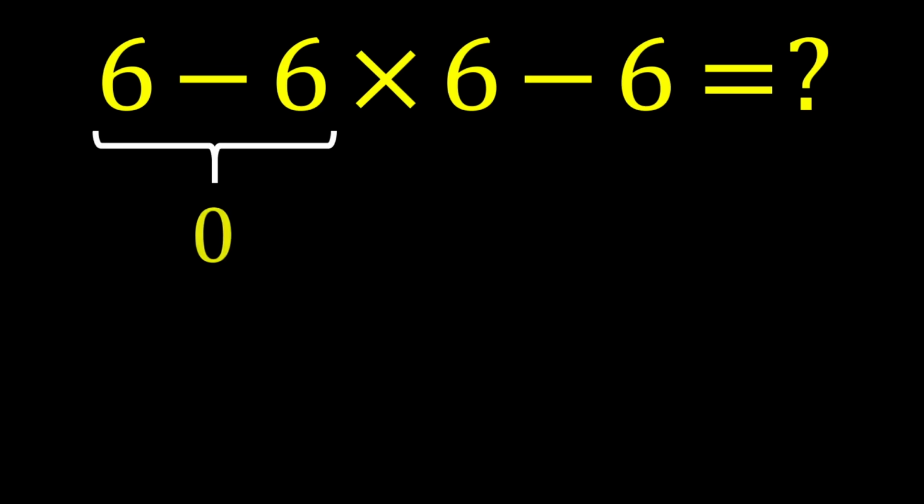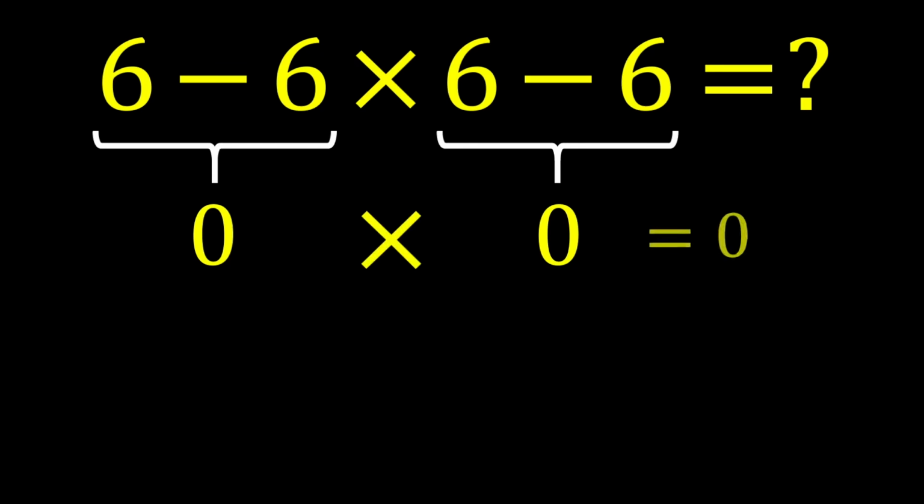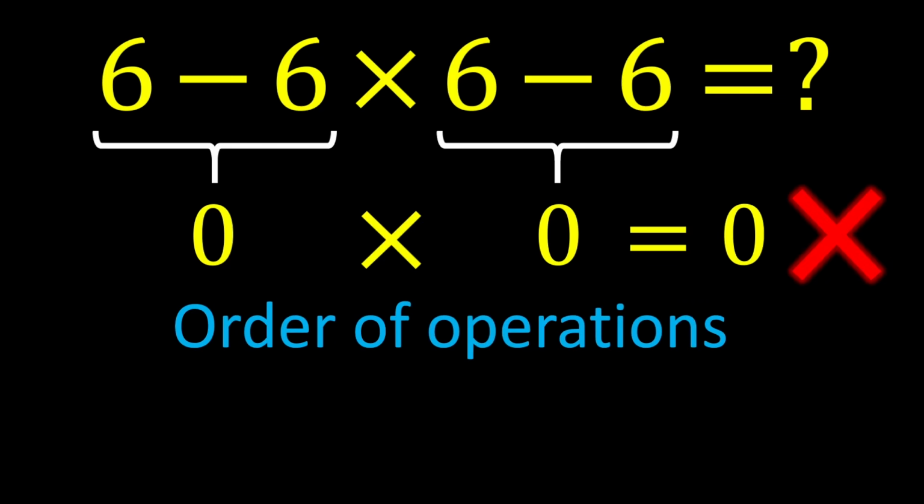6 minus 6 equals 0, then 6 minus 6 equals 0, finally, 0 multiplied by 0 equals 0. But this answer is not correct because we did not follow the order of operations, which is one of the most important rules in mathematics.